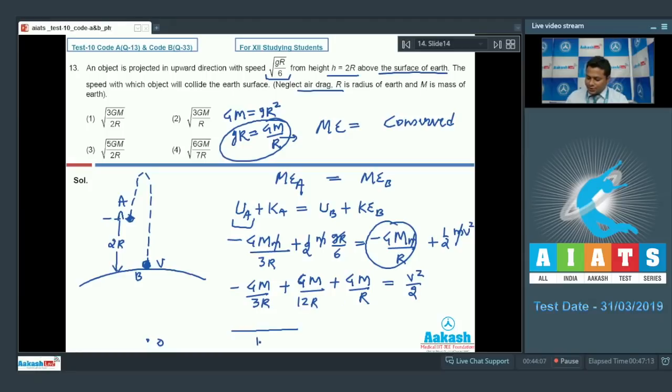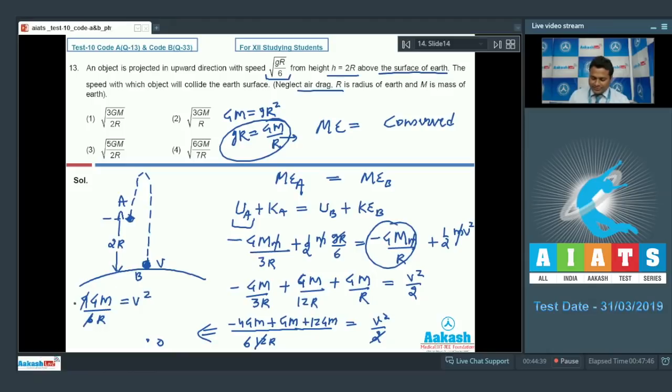3r, 12r, r. 12r will be the LCM, minus 4GM plus GM plus 12GM equals v square divided by 2. 2 6 ja 12. After solving this, we will get minus 4 plus 13, that is 9GM divided by 6r as v square.